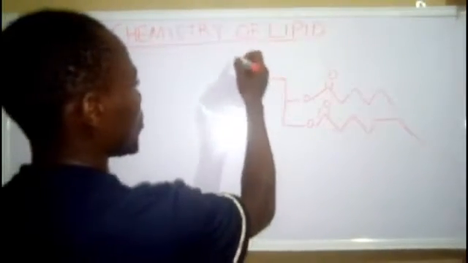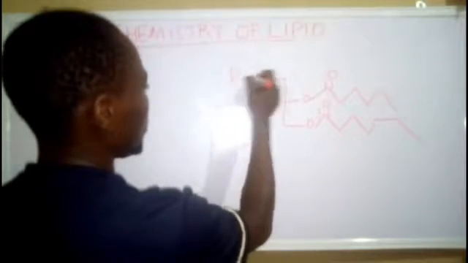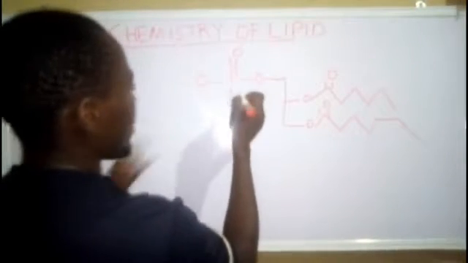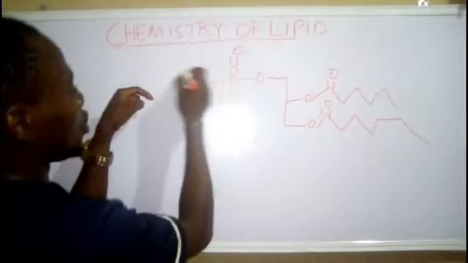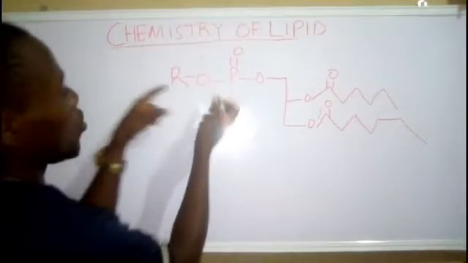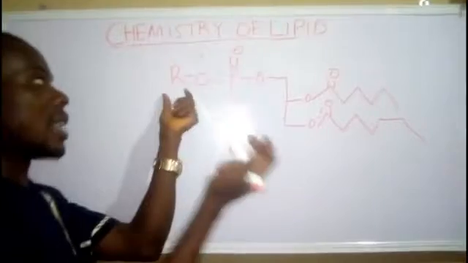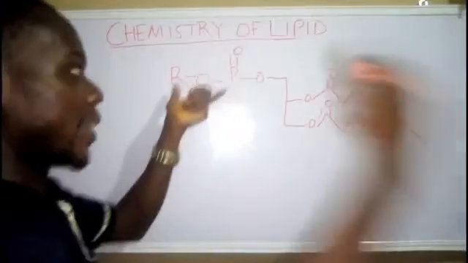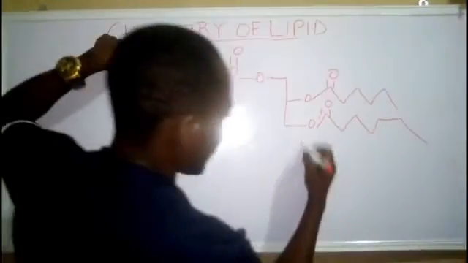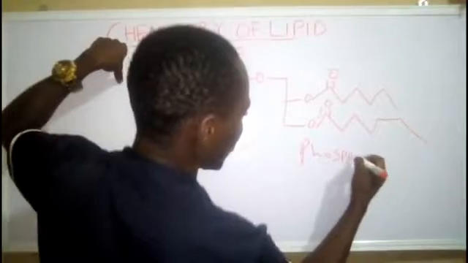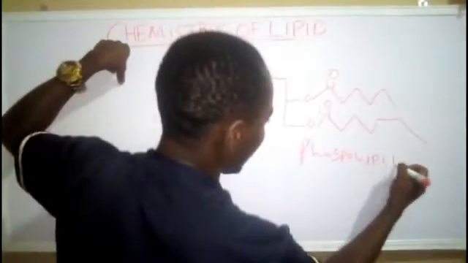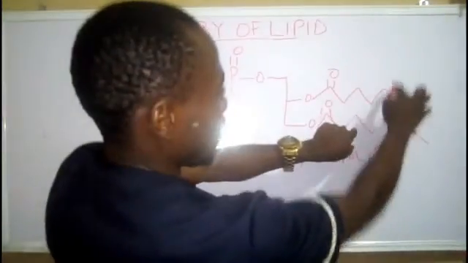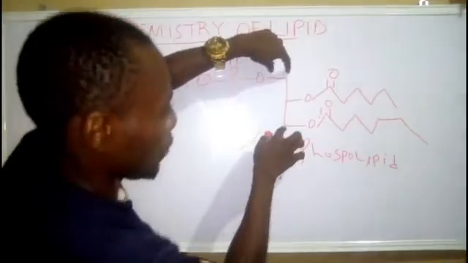Now this is a phosphate group. So this phosphate group also is joined to another group called R. Now this R could be choline, it could be acetylcholine, it could be serine. Are you getting it? So this is the structure of phospholipid. This is the phosphate part of it. This is the fatty acids part of it, the two fatty acids. This is the glycerol part of it, where they are joined to.